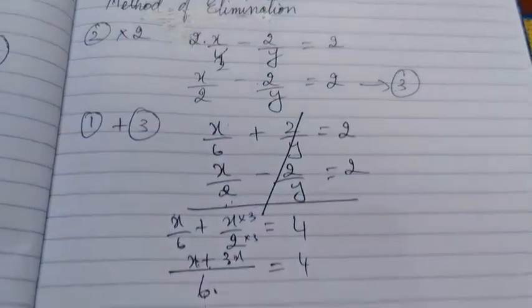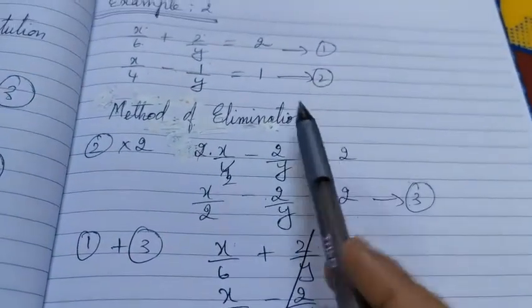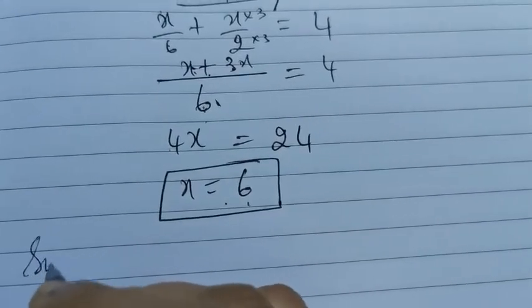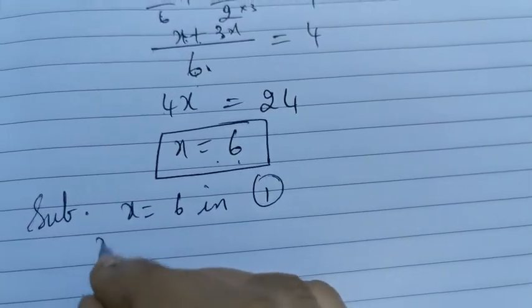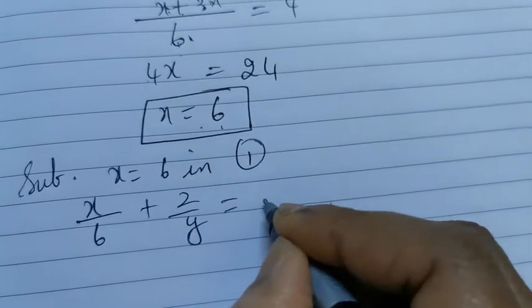Now I can substitute the value of x in either the first equation or in the second equation. So I am substituting the value of x as 6 in the first equation. So substituting x is equal to 6 in equation 1. My equation 1 is x by 6 plus 2 by y is equal to 2.